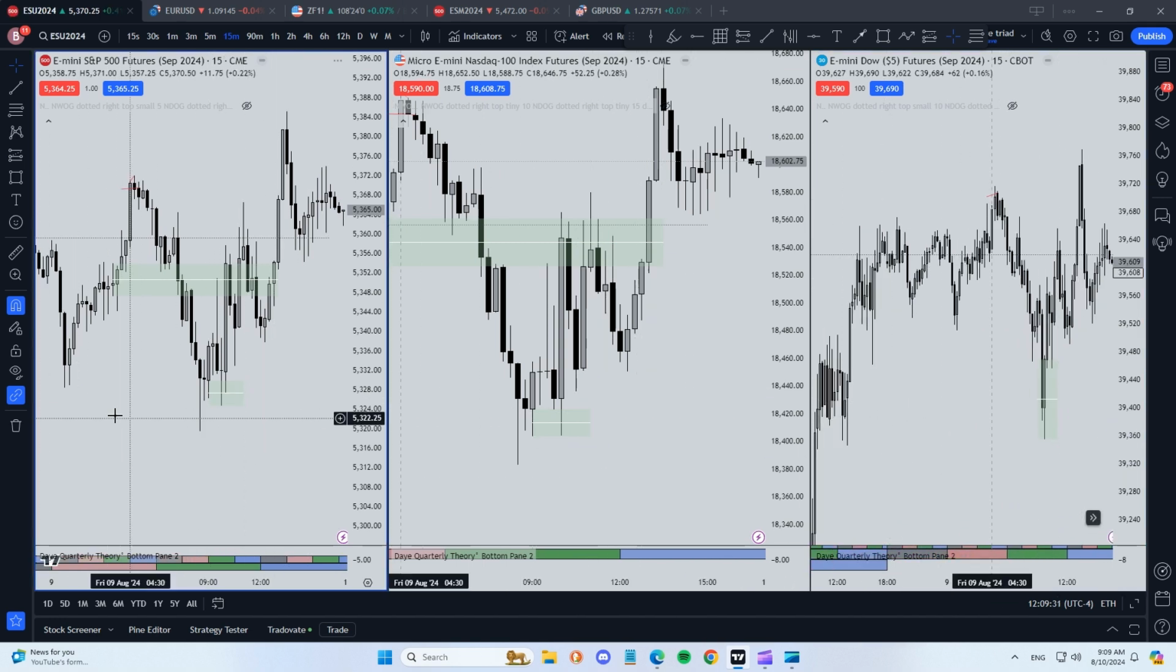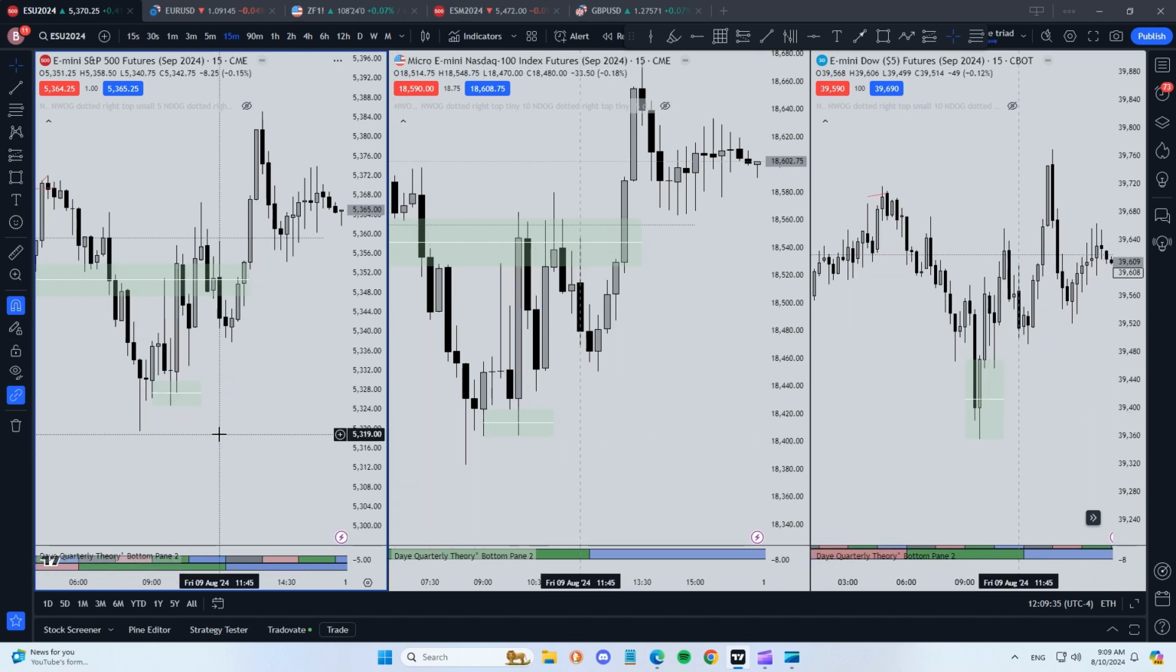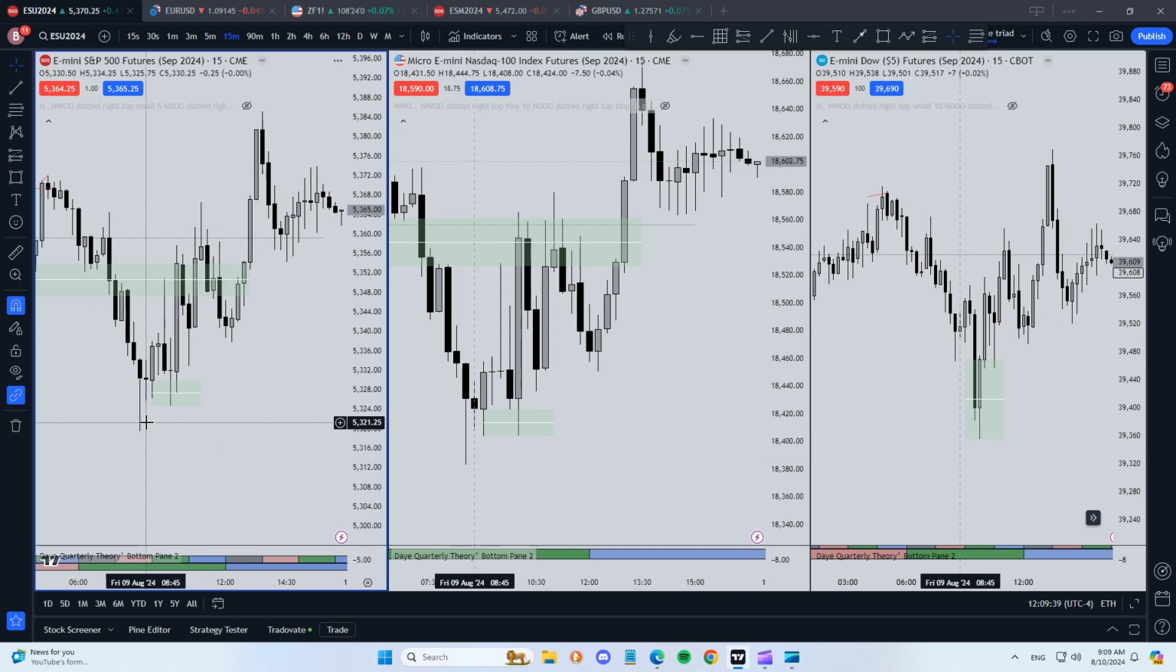Now let's take a look for some 15-minute points. First of all, we took this low on all three, nothing there, nothing there. Now let's look at the bodies, look at the colors. So right here, you can tell this one's black on ES and Q, and over here it's green on Dow.